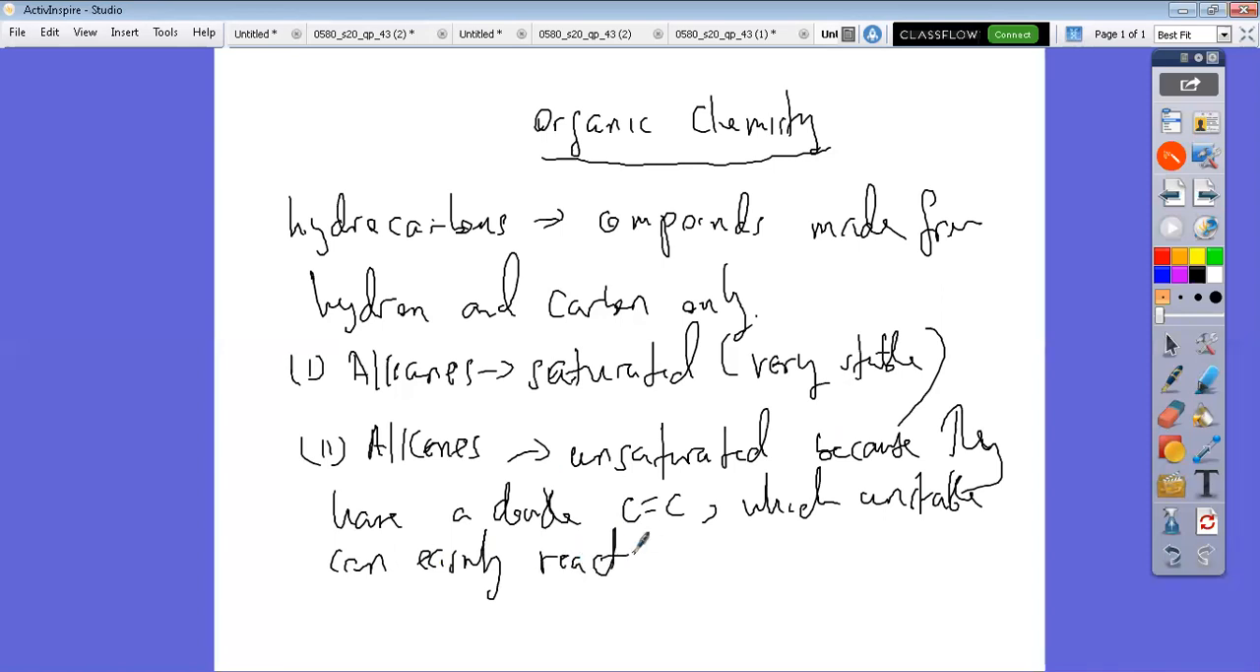So in chemistry, we said hydrocarbons are made from carbon and hydrogen only, and we have mainly two types, alkanes and alkenes. Alkanes, saturated hydrocarbons, which don't easily react. Alkenes, unsaturated, because they have one pair of a double carbon-carbon bond, which makes them unstable and can easily react. Clear?